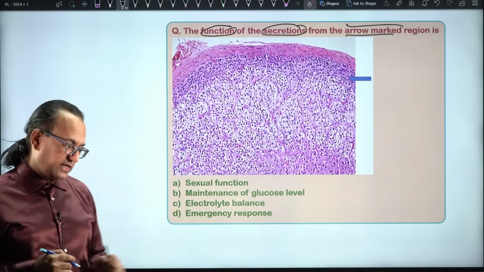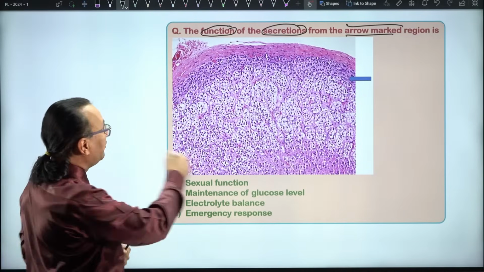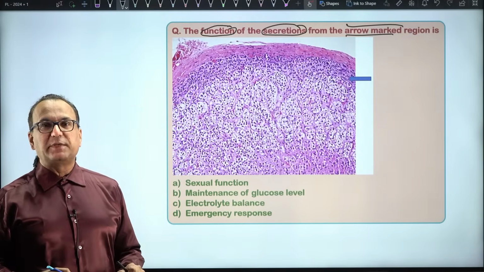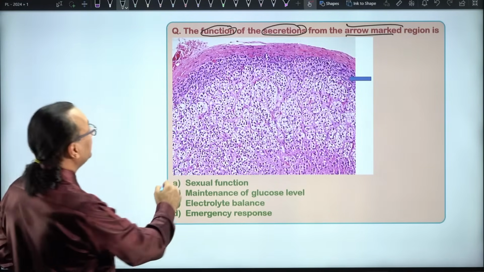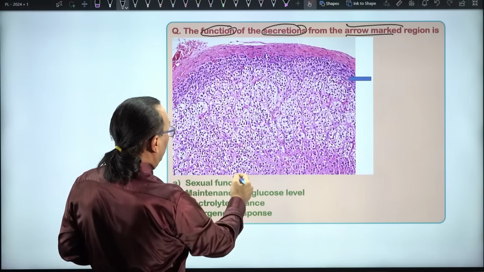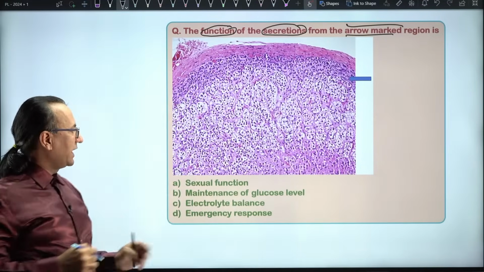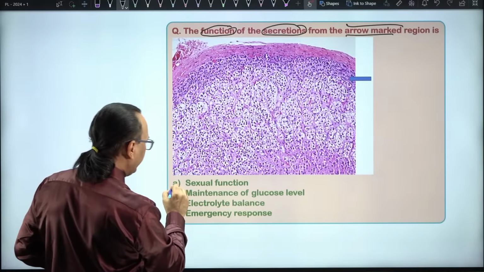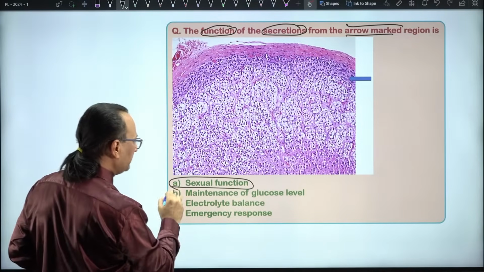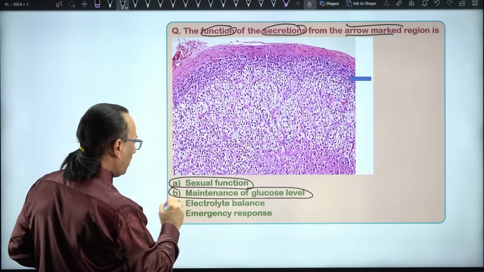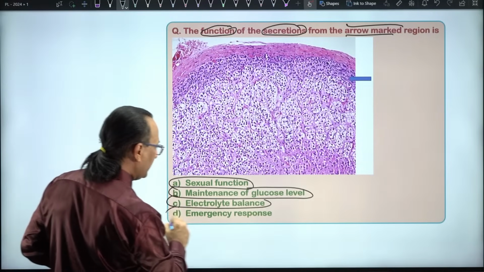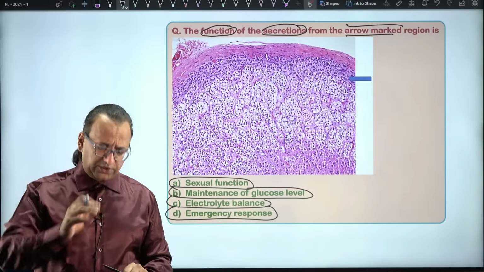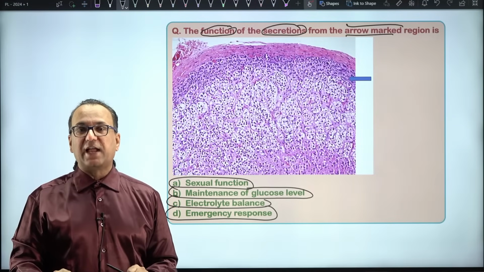So what do you think is the answer here? What exactly are we looking at? Here what you find is that it is a histology specimen. Before you start looking at the diagram, you should look at the options, and you can find that there are some details of sexual function, maintenance of glucose level, or electrolyte balance, or the emergency response. So this is something which relates with the adrenal gland.